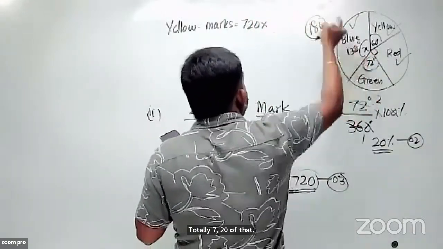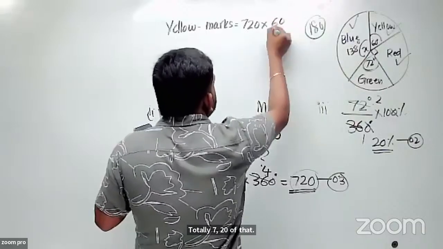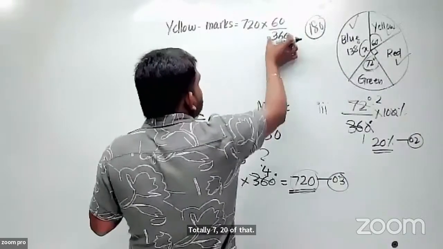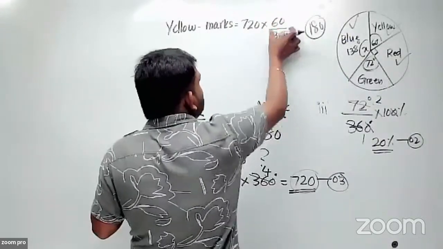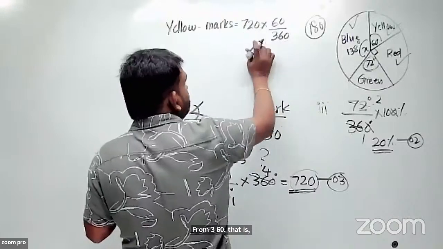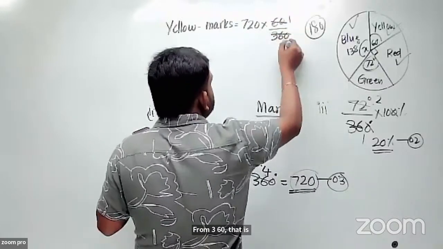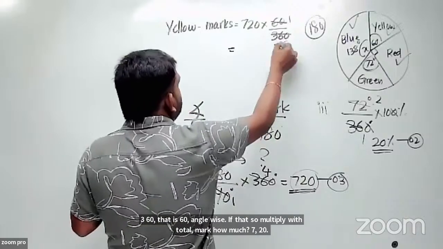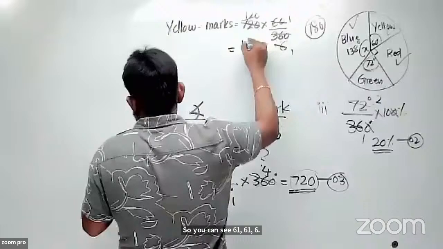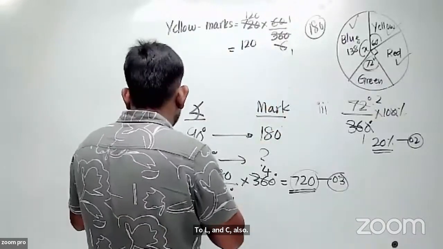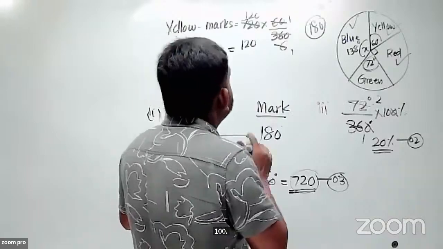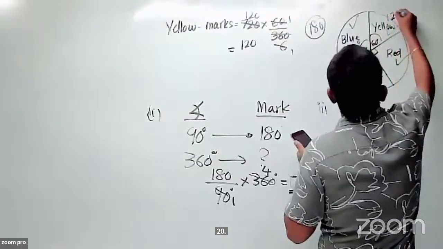What is it from a full circle? How much the portion? That is 60 upon 360. From 360, that is a 60 portion angle-wise. If that's so, multiply with the total mark. How much? 720. So you can see 6 1s are 6, 6 2s are 12, and 0. So yellow marks, 120.